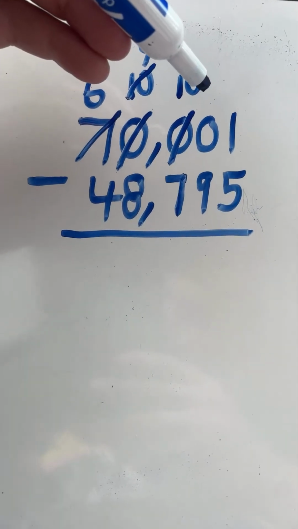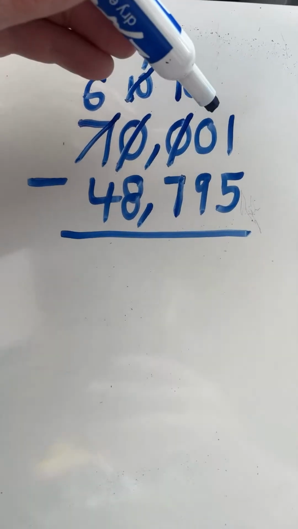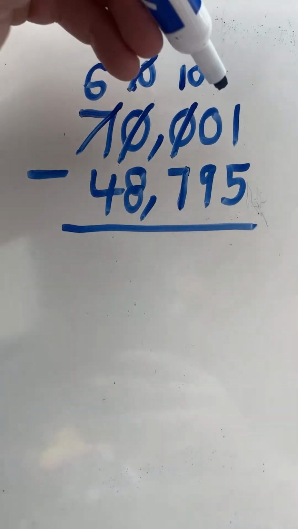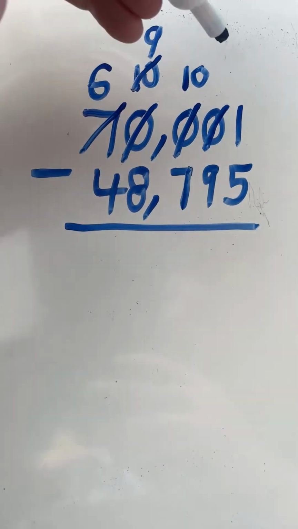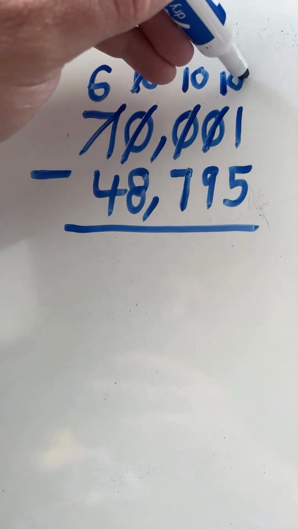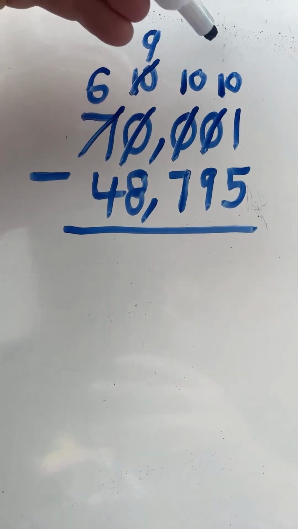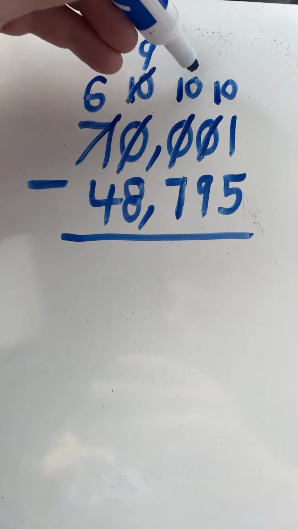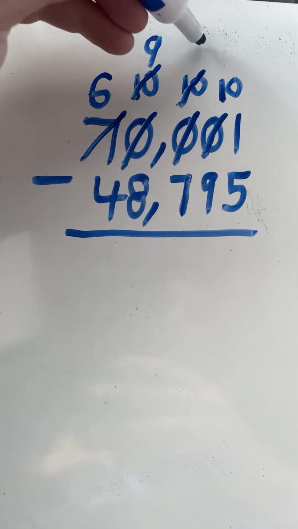Now looking in the tens place, you can't start out with 0 and take away 9. So we have to add a 10 to the tens place. And then we have to take away 10 from the hundreds place. So that 10, we're going to take away 1. That's going to become a 9.